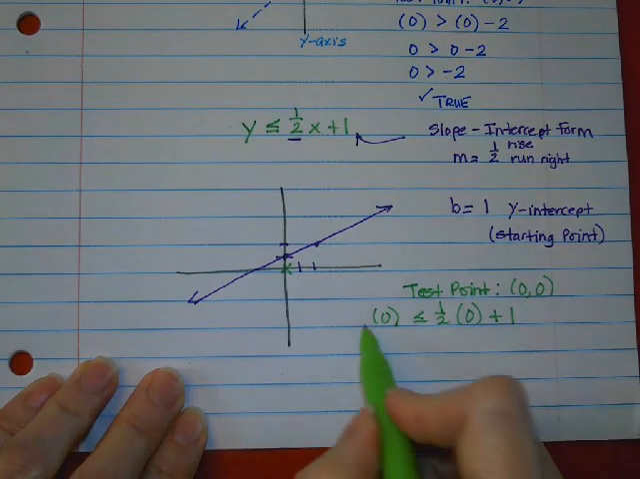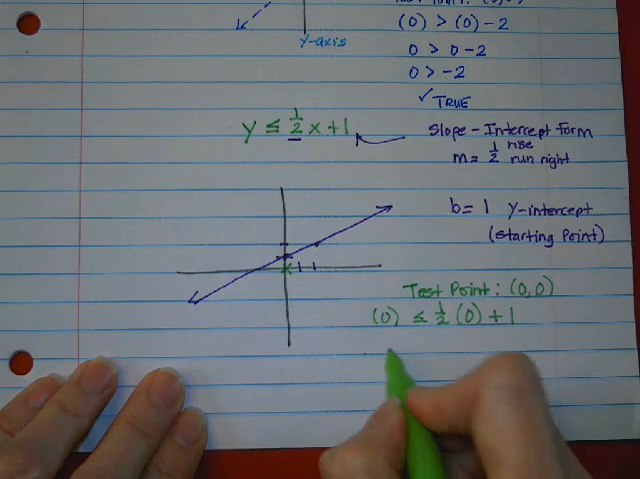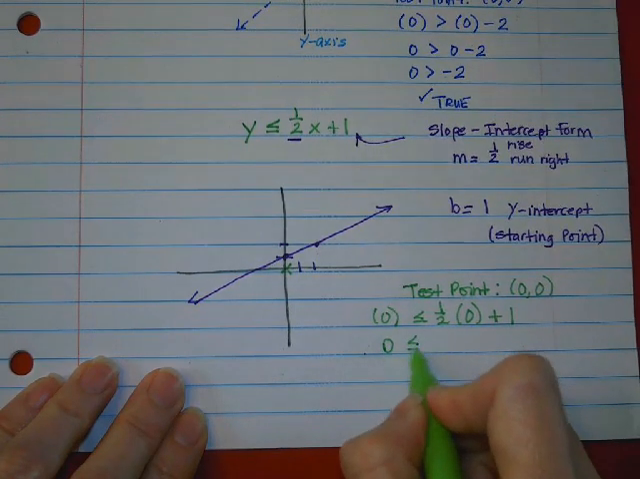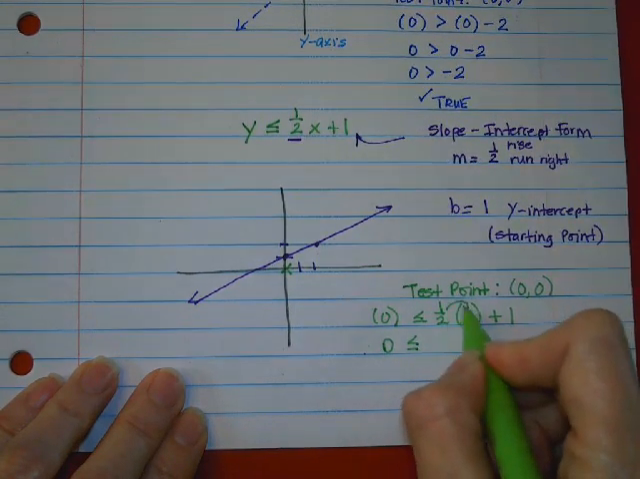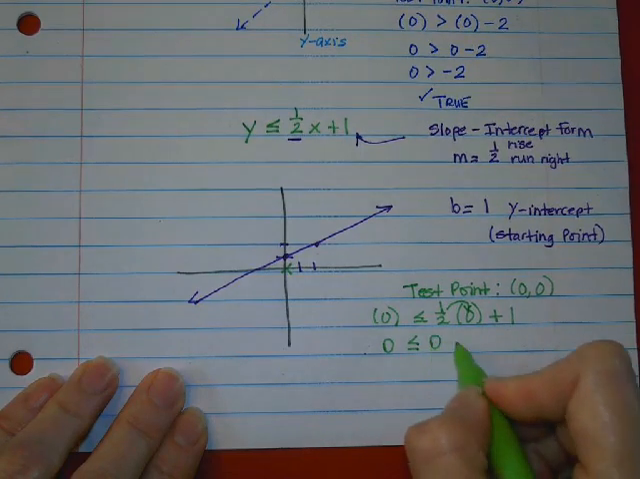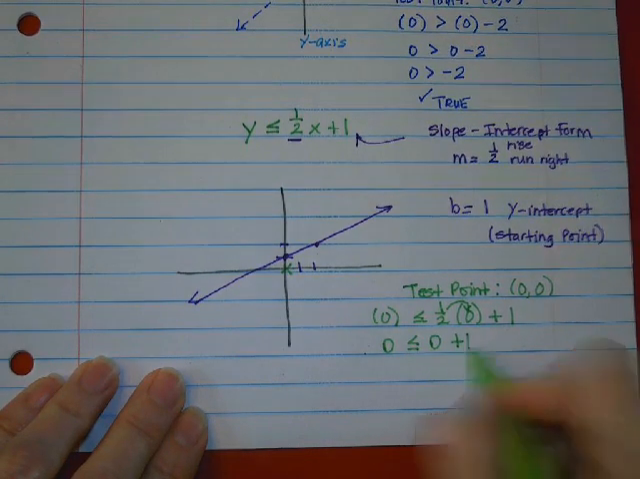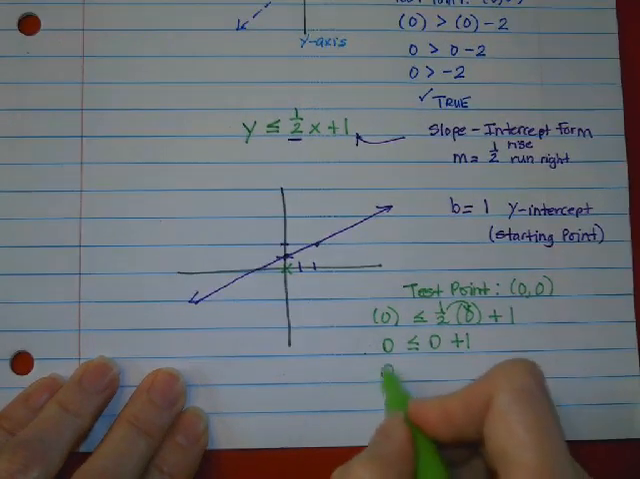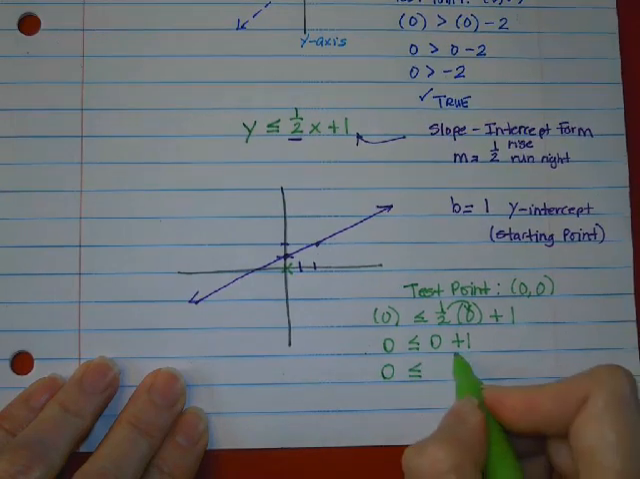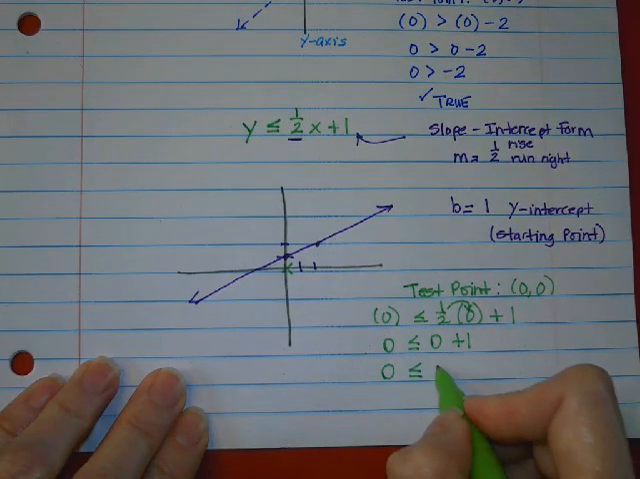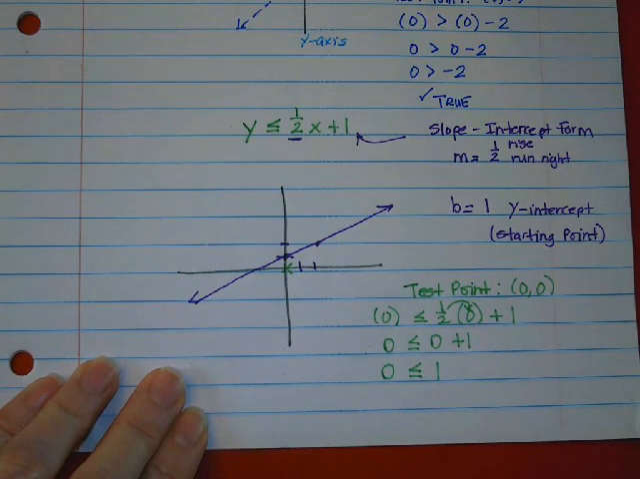There is no value in front of the first 0 to multiply by, so we're just going to leave it 0. Then we're going to distribute. 1/2 times 0 is, well, 0, plus 1. We'll bring down our 0, less than or equal to, and then we have 0 plus 1 is 1. The question is asking, is 0 less than or equal to 1?